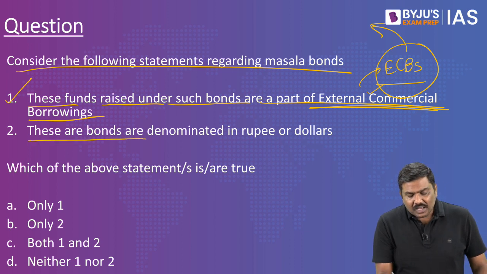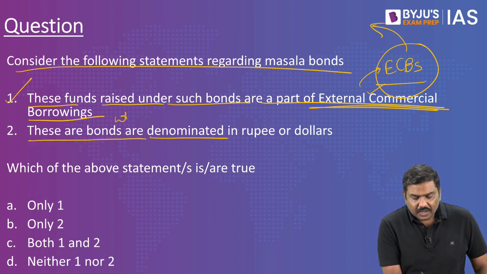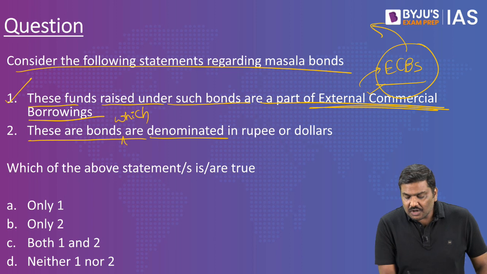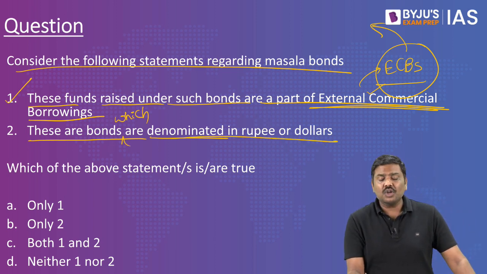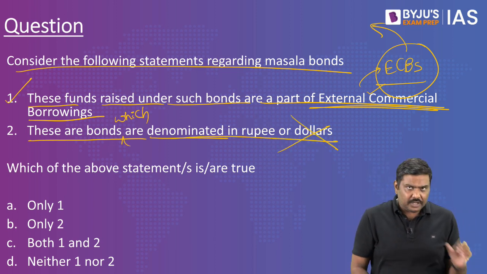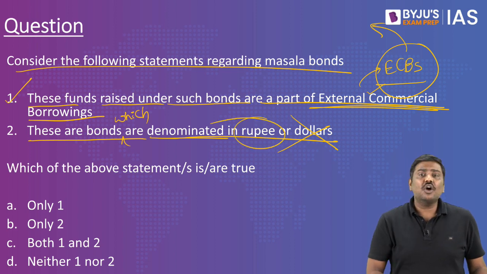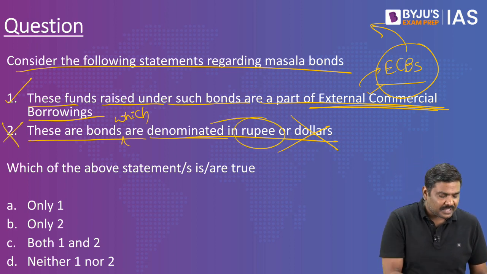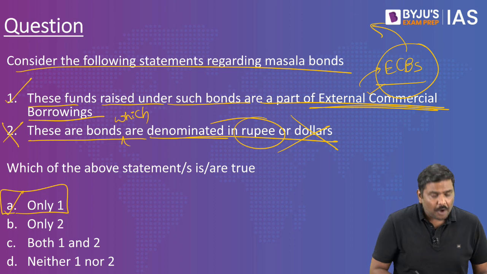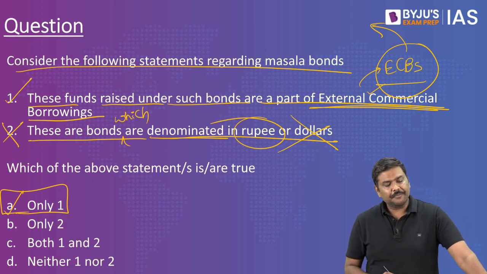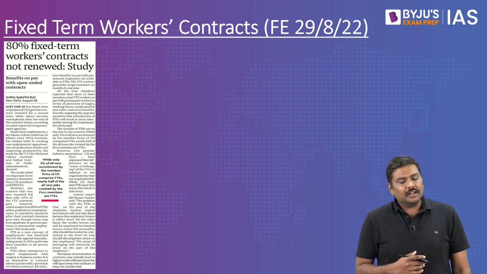These are bonds which are denominated in rupees or dollars? No, these are not denominated in dollars. These are denominated in rupees. Second statement is wrong. Right option is option A. Only one is correct. Let me go to the next article.